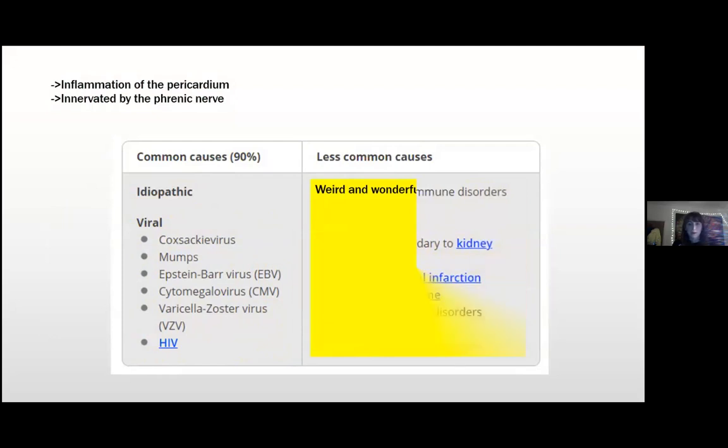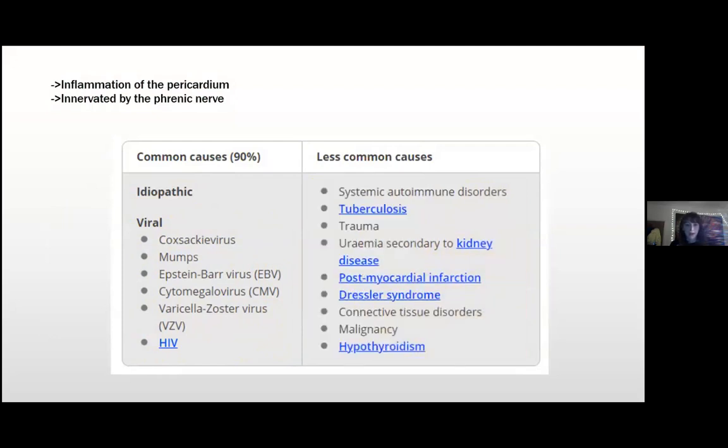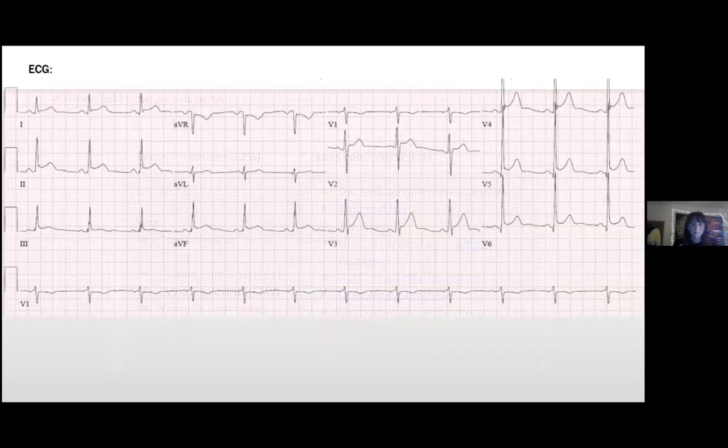Some of them we already talked about. So post-MI and Dressler syndrome, and other ones such as TB, malignancy, hypothyroidism. I think if you just remember a couple, then that's probably all you'd need to know. So someone's kindly done an ECG for you of this lady.